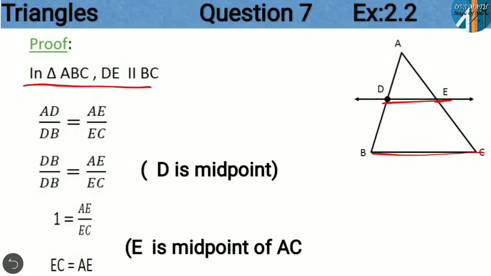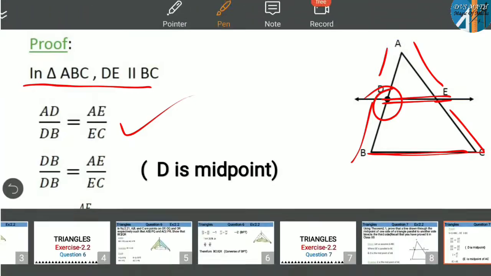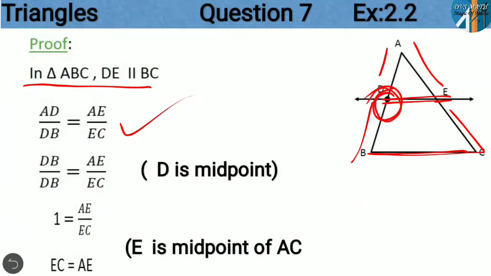You can observe here, in triangle ABC, as given DE is parallel to BC. Here you have to apply the basic proportionality theorem. That means how you will apply the BPT: AD by DB is equal to AE by EC, right? As you all know, D is the midpoint of AB, so I can write AD is equal to DB.